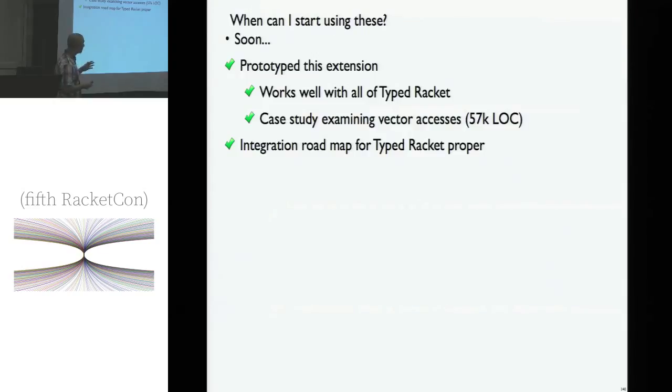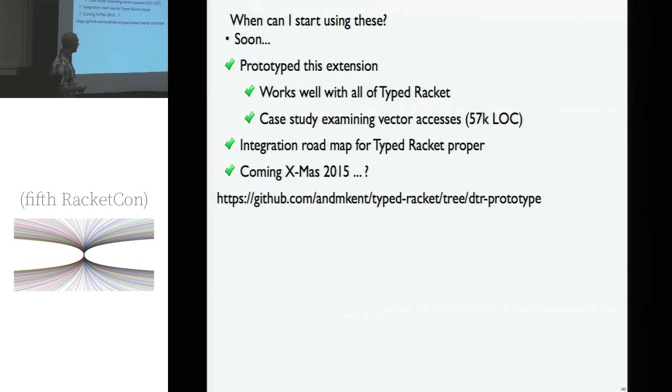We have a map for how we're going to add this to Typed Racket laid out. And it would be great. I think a good target to aim for is implemented by this Christmas, 2015. And if not fully implemented, definitely a significant chunk of the steps and features should be there. If you wanted to poke around at some of the details, if you're interested in how Typed Racket is implemented, you can look at what this extension did to get these things to work. And thank you for your time.